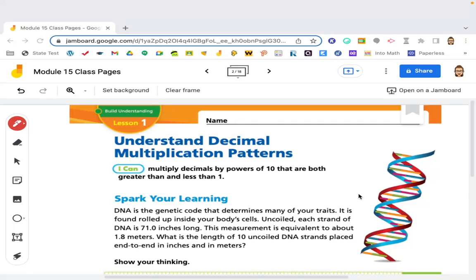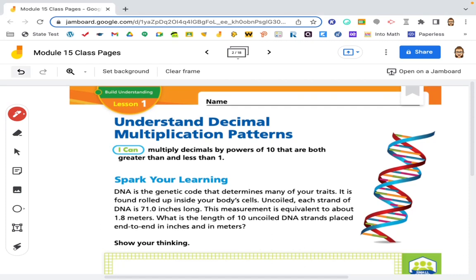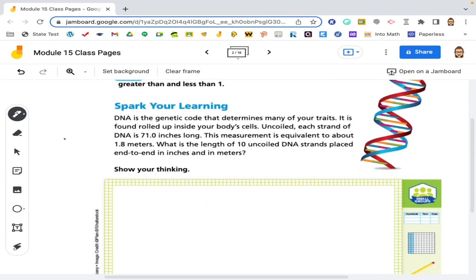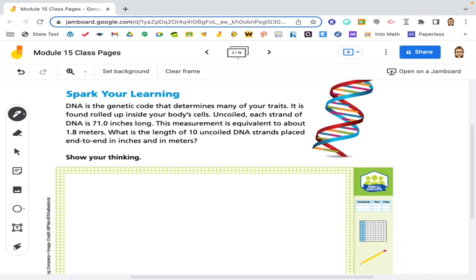Hello, my mathematicians. Today we are looking at Module 15, Lesson 1, which is all about understanding decimal multiplication patterns. Hopefully, by the end of this lesson, you'll be able to multiply decimal powers of 10 that are both greater than and less than 1. So, let's spark your learning.